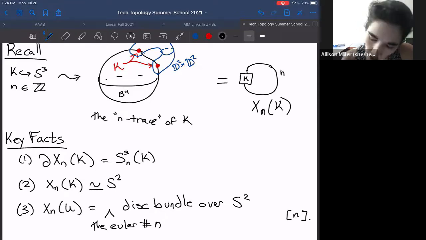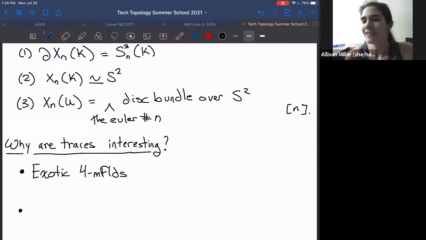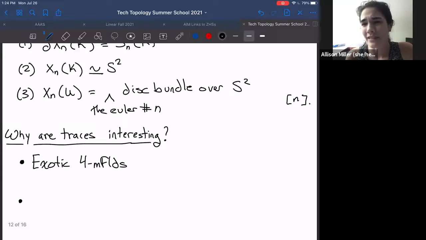Why should we care? Well, there are, I think, a lot of reasons. One of them is that they're early and good examples of exotic four manifolds. Also, I think I can just say, go see Lisa's mini course for many more reasons why you might like traces. And secondly is from a perspective of if you care about sliceness or concordance, these are natural to think of as a weakening of sliceness in some way.